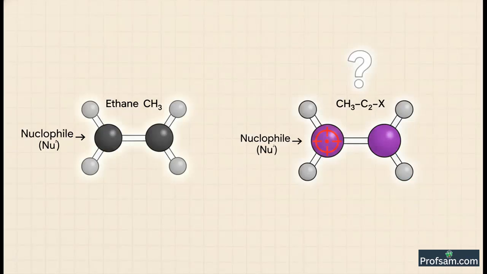So you might be thinking, why did chemists even come up with this idea of bond polarity? Well, it was to solve a very real problem. It perfectly explains why haloalkanes are so reactive while simple alkanes are quite unreactive. And even more importantly, it answers the question, why does an incoming attacker, what we call a nucleophile, always attack the carbon atom and not the halogen atom? This concept gives us the answer.